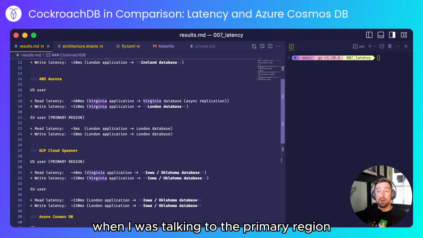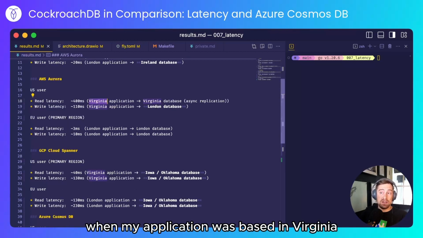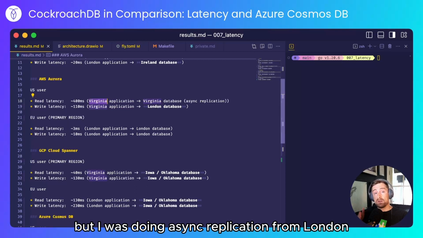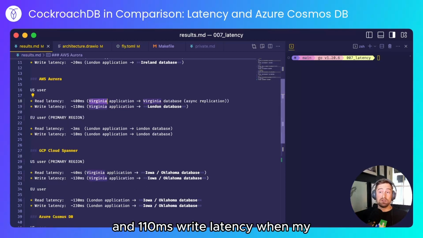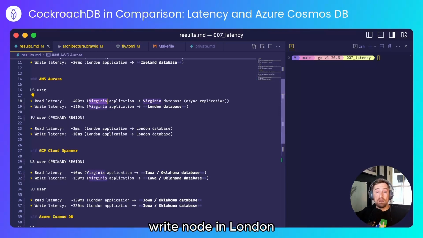And in Aurora, when I was talking to the primary region, so the write node, I was seeing 3 milliseconds London to London, 10 milliseconds write London to London, but 400 milliseconds read latency when my application was based in Virginia, but I was doing async replication from London, and 110 milliseconds write latency when my application in Virginia was writing to the only write node in London.